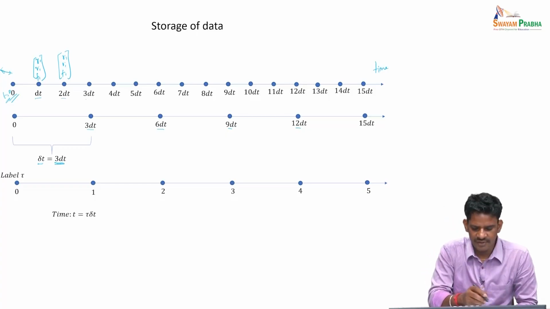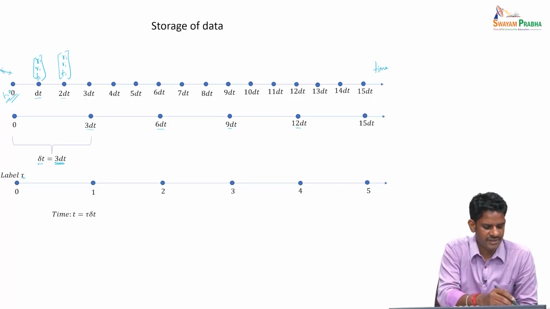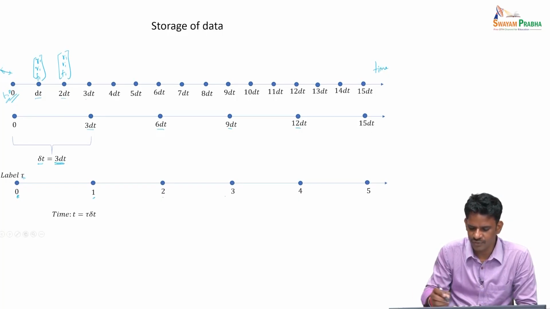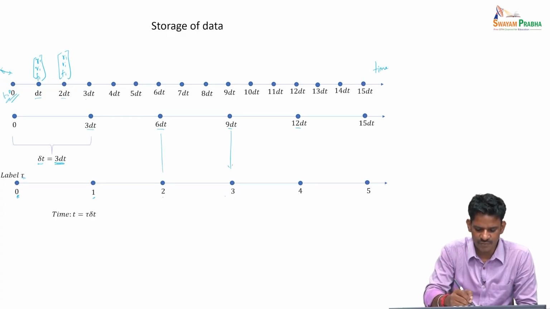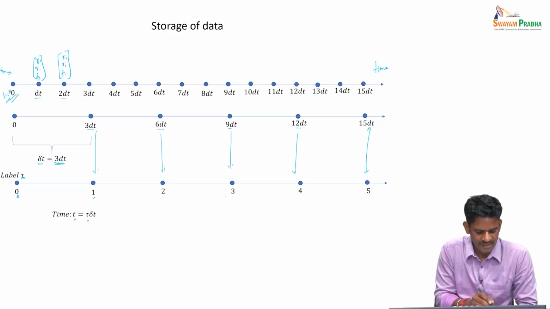Now, this real time, we write in terms of some index. The first data point we say is 0. This is the 0th data set, first data set, second, third and fourth. So, we are basically replacing the time information with a label 1, 2, 3, 4, 5, etc. And then we can easily see that if I know the label of this data, I know the absolute time it corresponds to by simply multiplying tau times delta t.